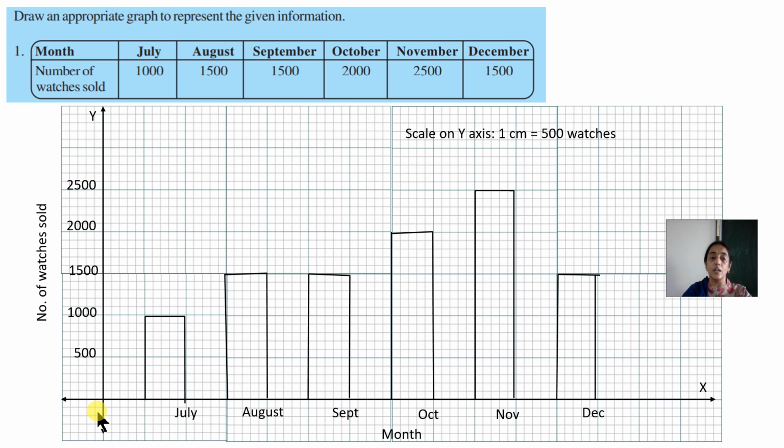Here there is a printing mistake. 0 is not written. Here you will also write down 0. After that you leave 2 squares. At the end of the second square you write July. 2 squares, at the end of the second square you write August. So see that you write it properly. Is it clear? Now we start plotting.